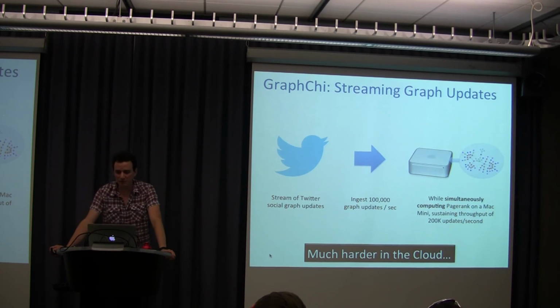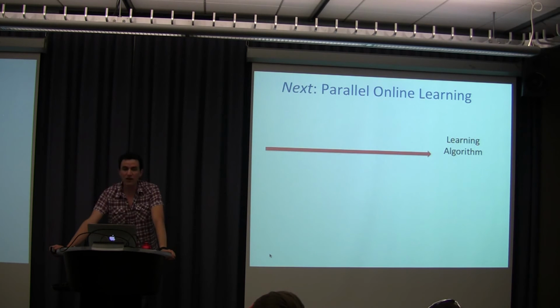But from a machine learning perspective, there is a very related problem that nobody really knows the answer to. So how do you do parallel online learning? Let's say that I have a learning algorithm where the data is not fixed, but the data is streaming in.